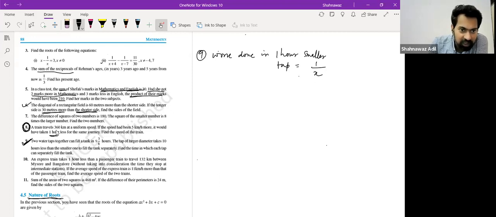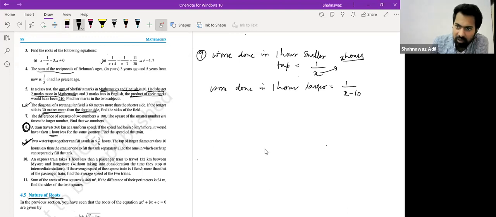And the larger one takes x minus 10 hours, right? So the smaller one takes x hours and the larger one takes x minus 10. So the work done in 1 hour for the larger one, that is 1 by x minus 10, right?